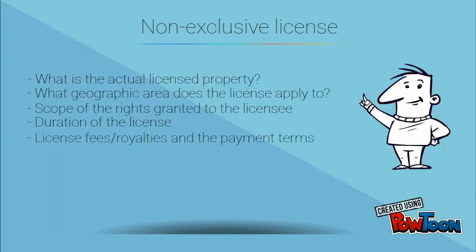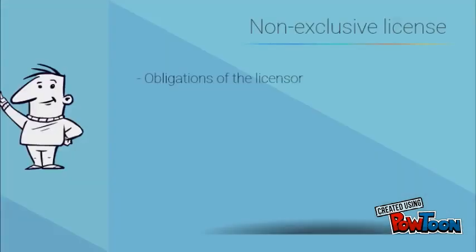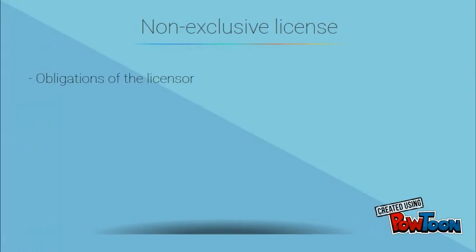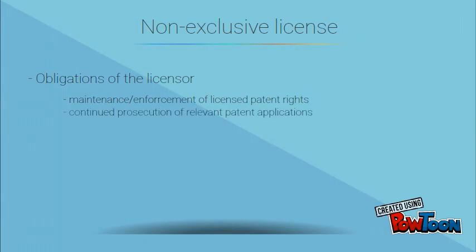And also, as a patent may be licensed in return for valuable consideration, the patentee must factor in any license fees and their payment. Next are the obligations of the licensor. This factor includes the maintenance and enforcement of the licensed patent rights, the continued prosecution of relevant patent applications, and, in order to protect themselves against claims by the licensee, they must consider the amount of technical assistance they will give the licensee related to the invention.